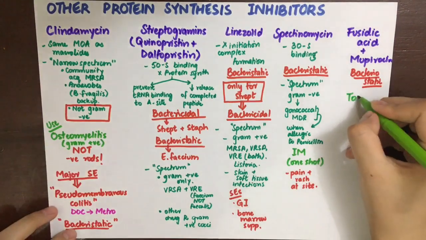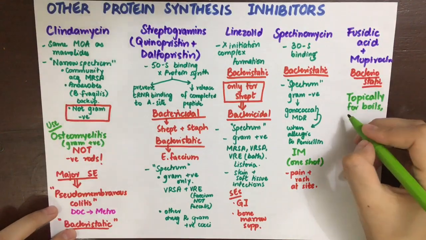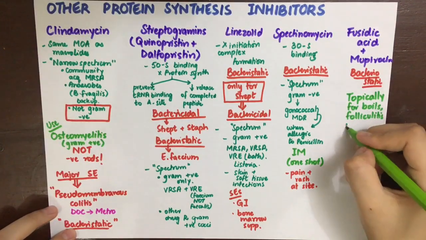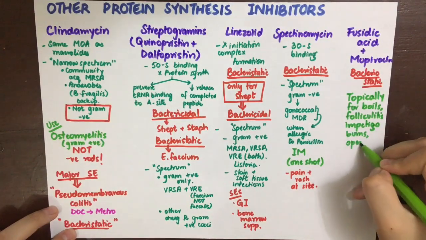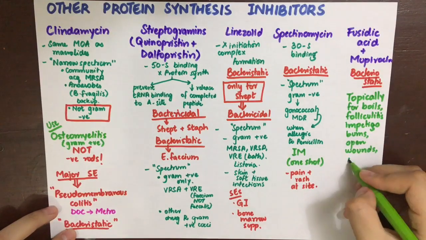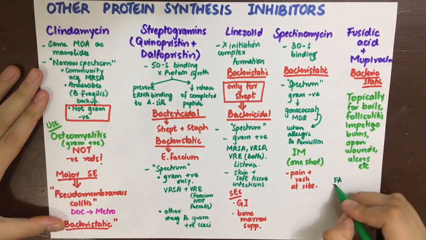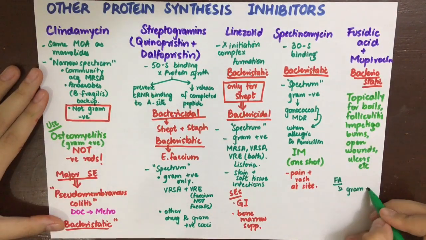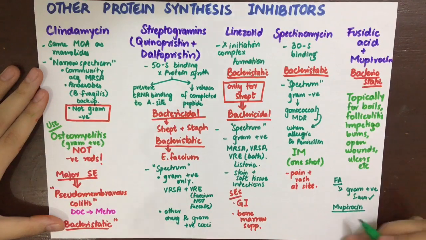Lastly, fusidic acid and mupirocin both can be used topically for skin infections such as boils, folliculitis, impetigo, burns, open wounds, and ulcers, etc. And we know Staph aureus and Strep pyogenes are the main culprits behind these. So both of these can be used against gram-positive bacteria, that is Staph aureus, and mupirocin can be used against MRSA and also against Strep pyogenes. Both of them are bacteriostatic.